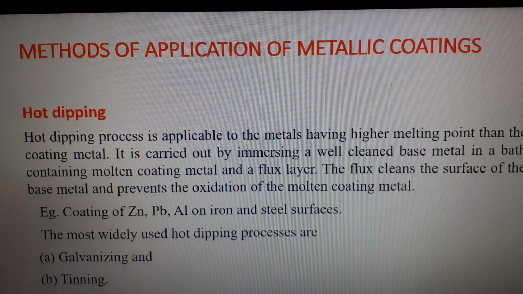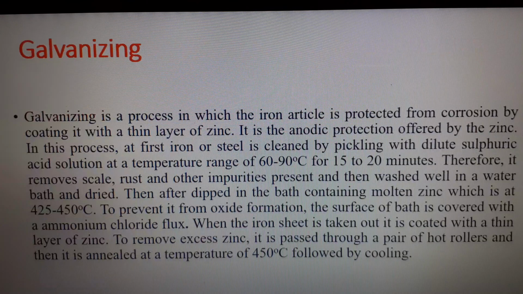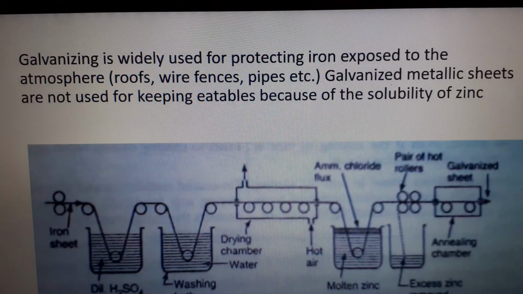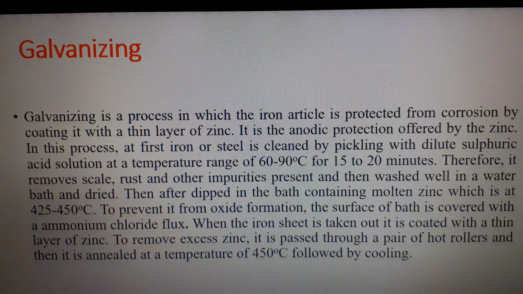For a good adhesion, the base metal surface must be very clean, otherwise it cannot be properly wetted by the molten metal. The two most widely applied hot dipping processes are galvanizing and tinning. Let's first see what is galvanizing. Galvanizing is a process of coating iron or steel sheets with a thin coat of zinc to prevent them from rusting.